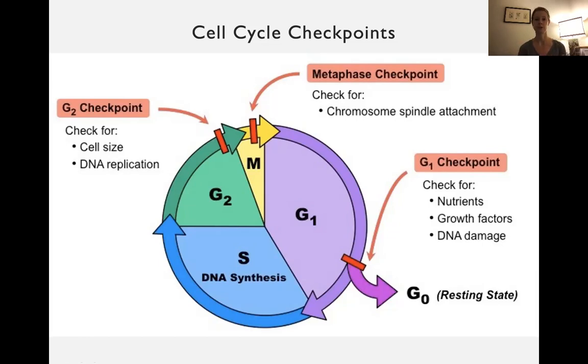So you have G1, G2, and metaphase checkpoints. The G1 and G2 are very similar. Is there something wrong with the DNA, and is the cell big enough?